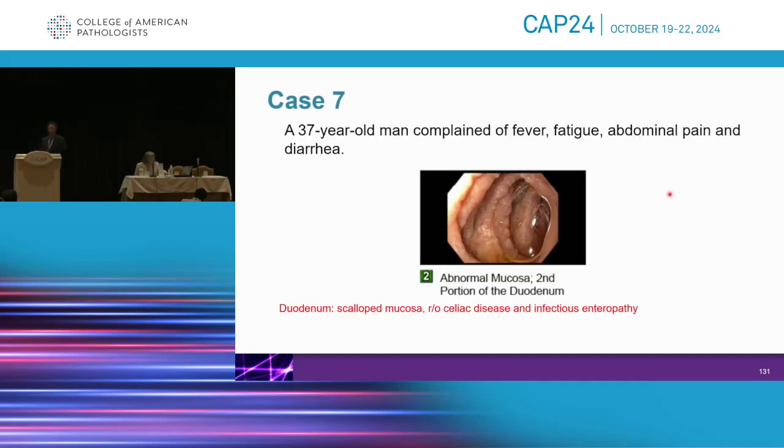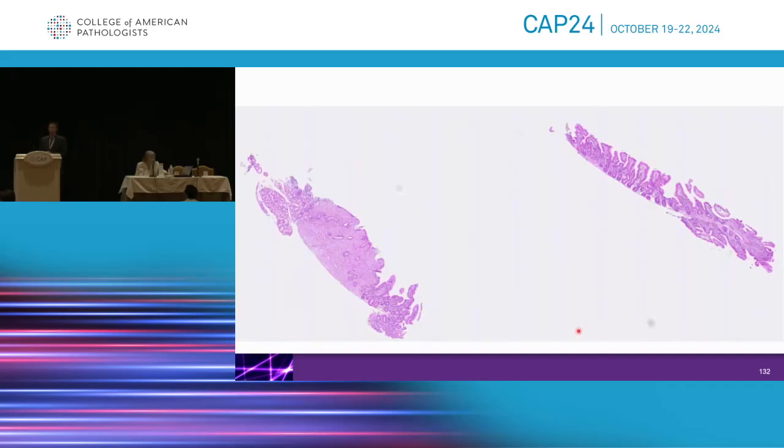Okay, since I mentioned the main differential is MAI infection, I have to show you another case. This is a 37-year-old man who complained of fever, fatigue, abdominal pain and diarrhea. The endoscopy showed, see the duodenum here, a scalloped mucosa. When you hear about scalloped mucosa, always think about celiac disease. The clinician asked us to rule out celiac disease and possible infectious etiology. And this is the biopsy we received.